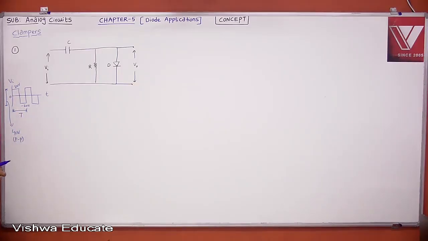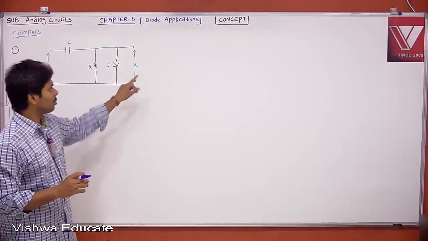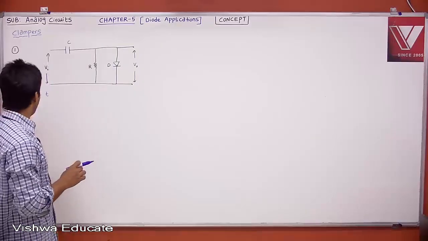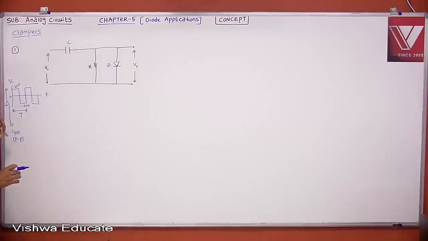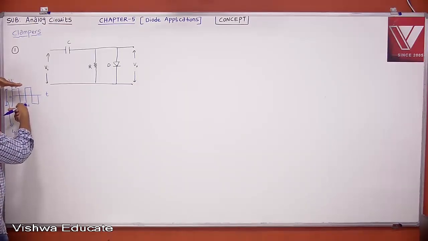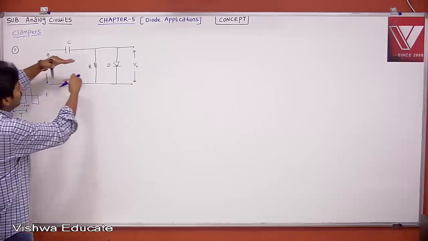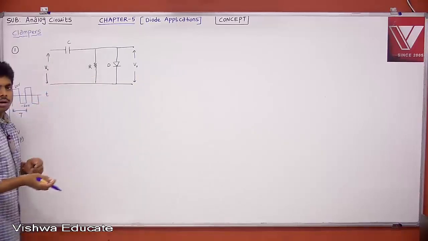Here the assumption is that you don't want to see a change in the shape of your input signal at the output, only the level of your input signal changed at the output. Tell me, in this example, what is the average value of your input signal? Plus 20, minus 20, average is 0. Therefore the 0 average value at the input will be clamped to a different value, whatever you want, you'll get it.